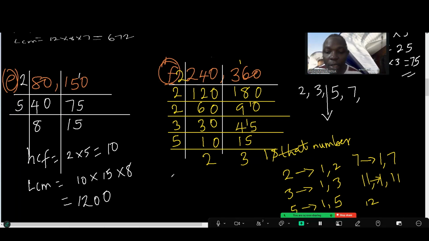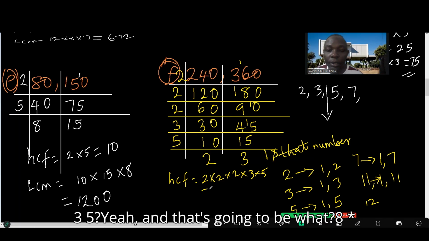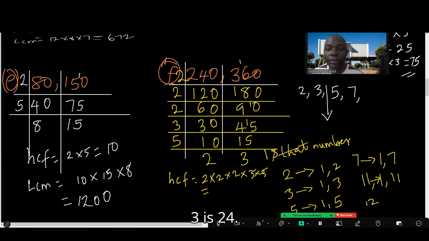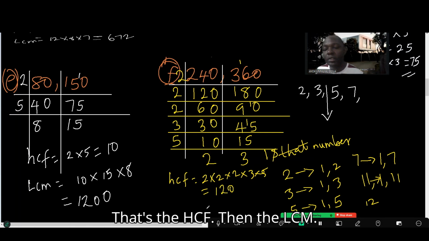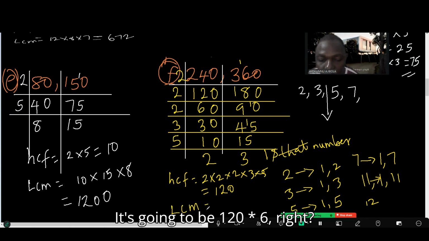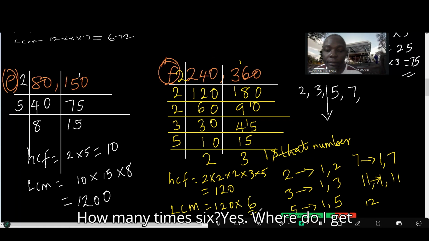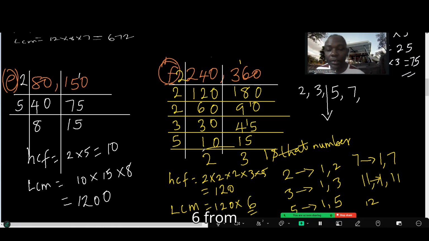Now, what is the HCF? 2 times 2 times 2 times 3 times 5, right? And that's going to be what? 8 times 3 is 24. 24 times 5 is what? 120. That's the HCF. Then the LCM, it's going to be 120 times 6, right? Yes. Where did I get 6?